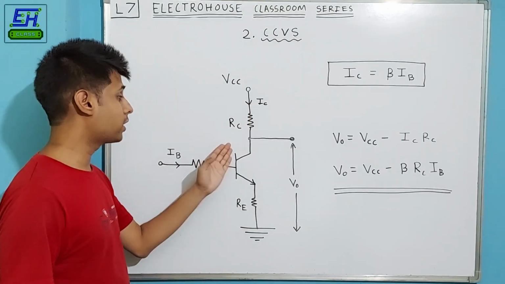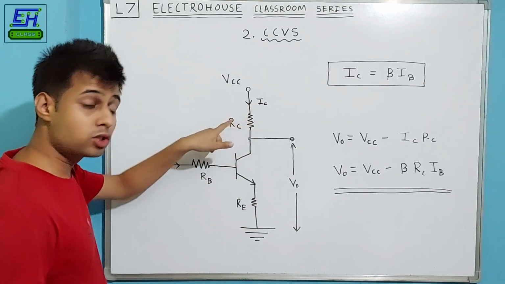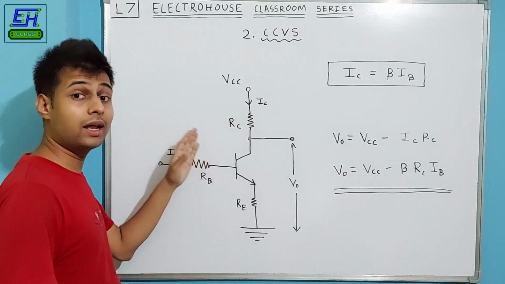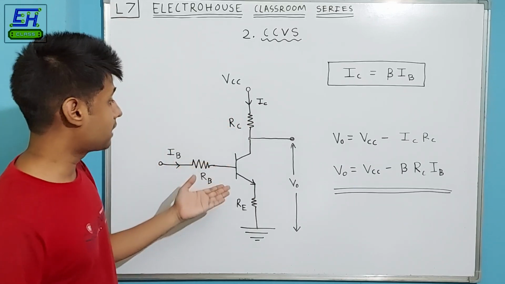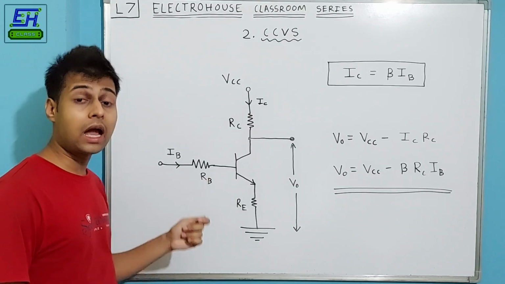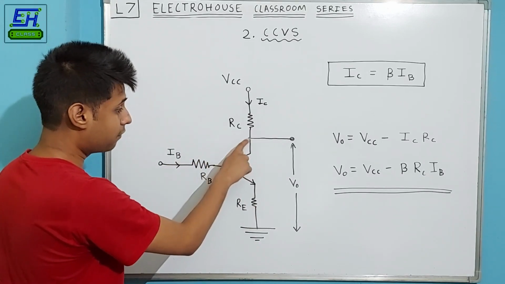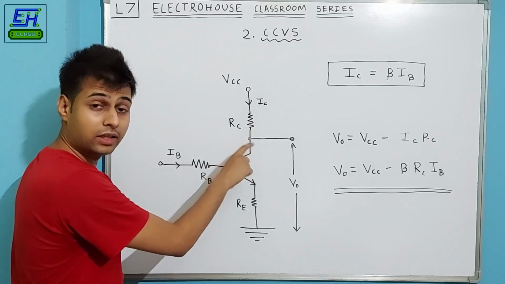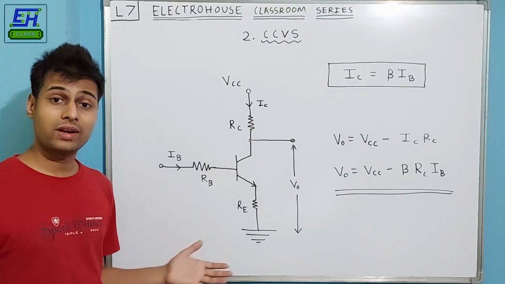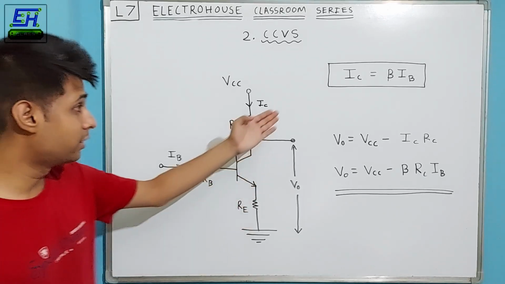So here in this current controlled voltage source, this resistor is not our load resistor. It is actually a collector resistor. Because it is a current controlled voltage source, we have to take output voltage from any particular node. So for example, we are taking our output voltage from this collector terminal. Rest of the circuit is more or less the same. Now we will see how actually it works.